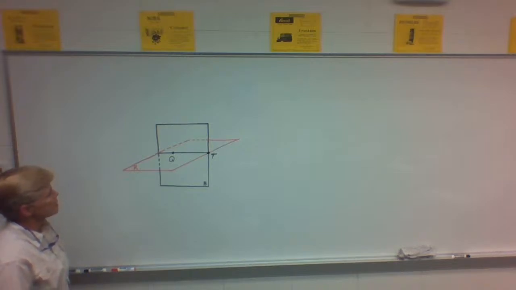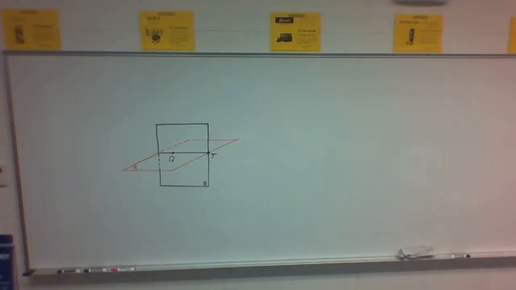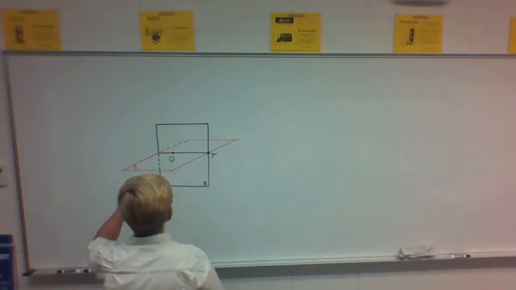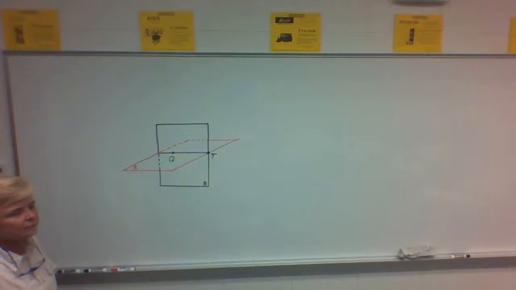Okay. Let's see what else I was going to tell you about that. That's the intersection. Does point Q lie in plane R or plane B? Both. What about T? Both. Every single point on that line where they hit each other is in both planes. But those are the only points that are in both planes.